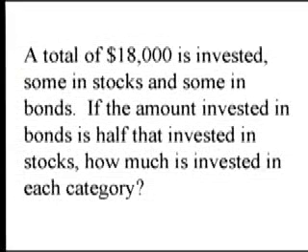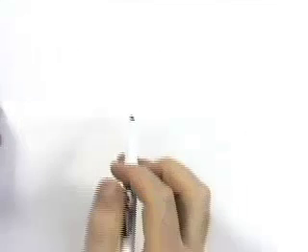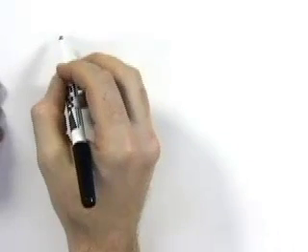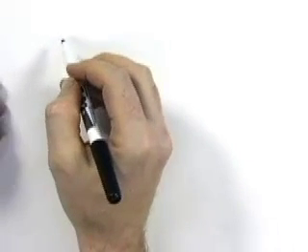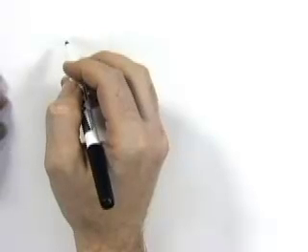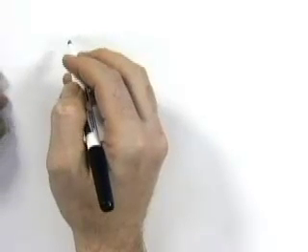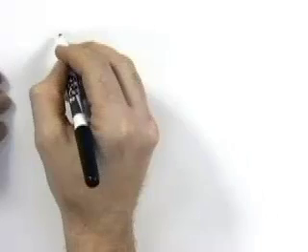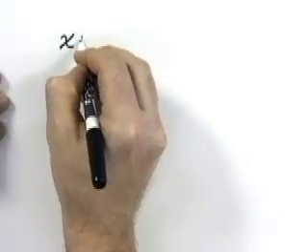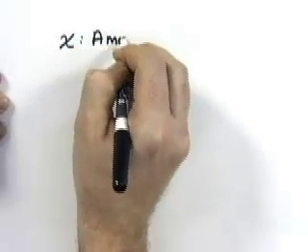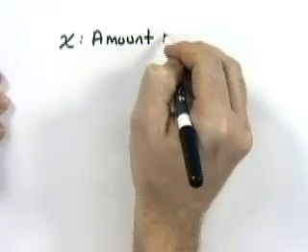A total of $18,000 is invested, some in stocks and some in bonds. If the amount invested in bonds is half that invested in stocks, how much is invested in each category? Whenever you're solving any kind of word problem, what we need to do first is give a name to the unknown. We're asking how much is invested in each category. So let's say that we let X represent the amount invested in stocks.